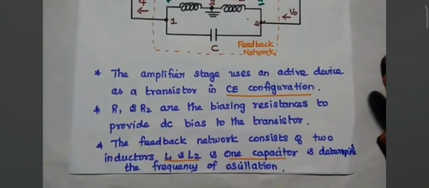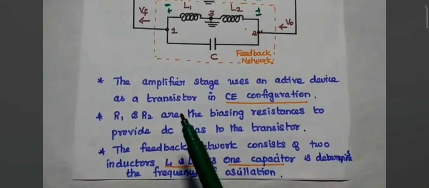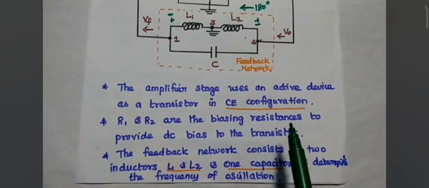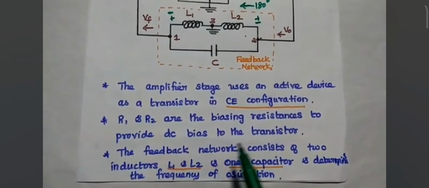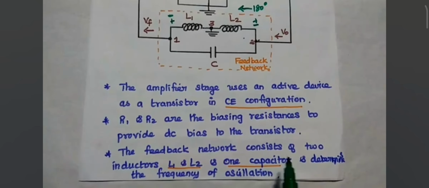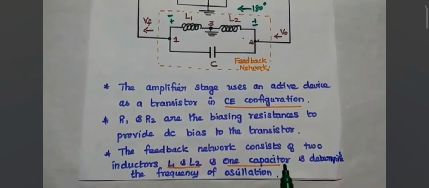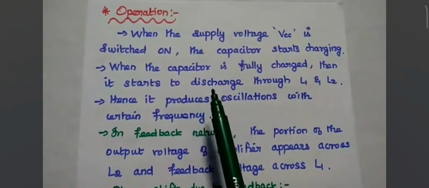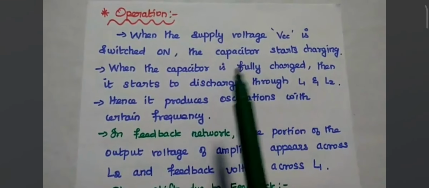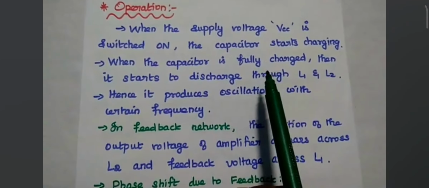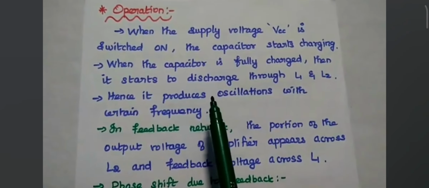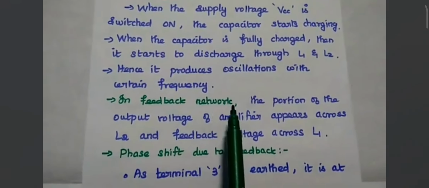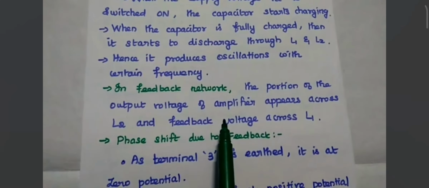That's what is given here. The amplifier stage uses an active device as a transistor in common emitter configuration. R1, R2 are the biasing resistances to provide the DC bias to the transistor. Feedback network consists of two inductors, one capacitor, and this will decide the frequency of oscillation. This is the overview of the operation. When the supply voltage VCC is given to the amplifier circuit, the capacitor starts charging. When the capacitor is fully charged, it starts to discharge through L1 and L2. Hence, it produces oscillations with certain frequency.